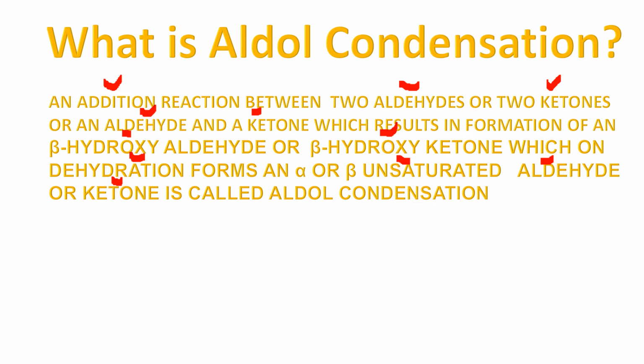This is the overall definition of aldol condensation. So this is basically an addition reaction between two aldehydes or two ketones or an aldehyde and a ketone, resulting in formation of beta hydroxyaldehyde or ketone, which undergoes dehydration, leading to formation of an unsaturated aldehyde or ketone. Let's see one example now.